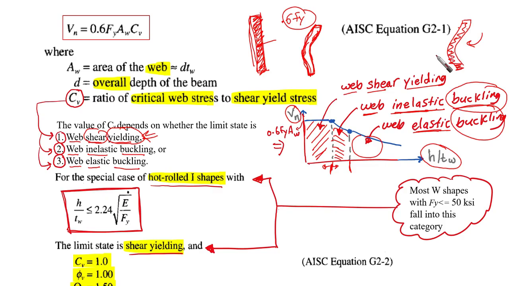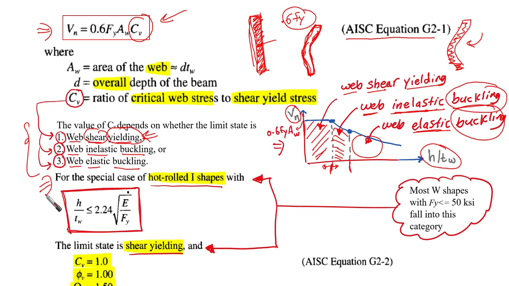So these are the three things. Let's go back again. In our equation, we have Cv. If I ask you what is the role of Cv in the nominal shear strength equation, AISC equation G2-1, then you should explain this: the value of Cv depends on whether the limit state is related to shear yielding, inelastic buckling, or elastic buckling. You understand?